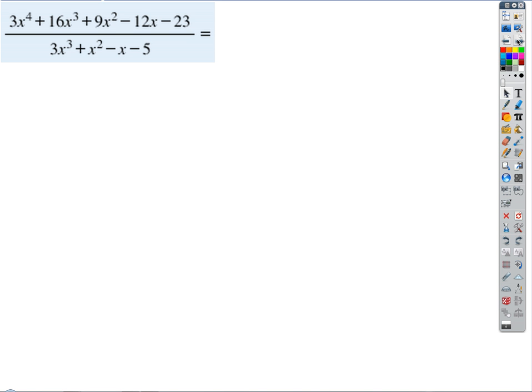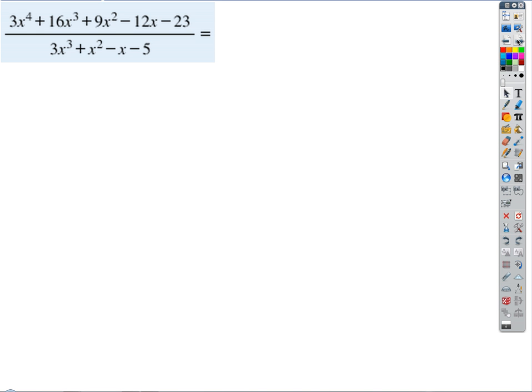Okay, what about the bottom, right here? It's not linear, right? To do synthetic division, I have to be able to write the bottom in the form x minus k, where k is just some number. That's much more complicated, right?